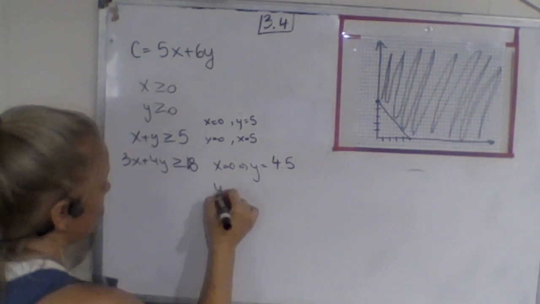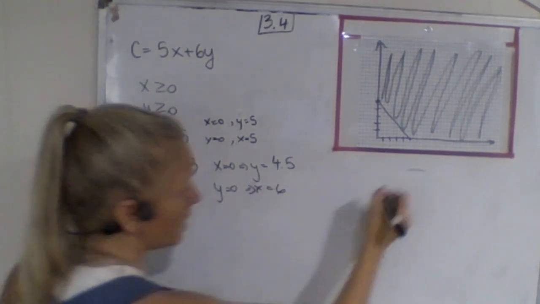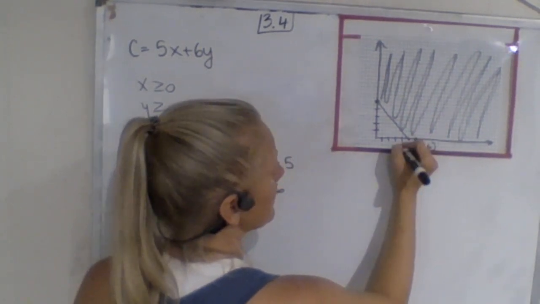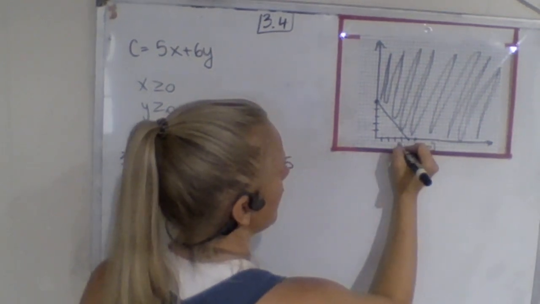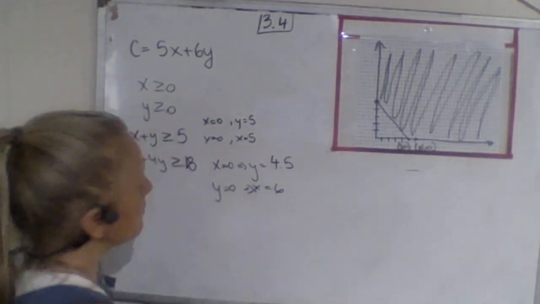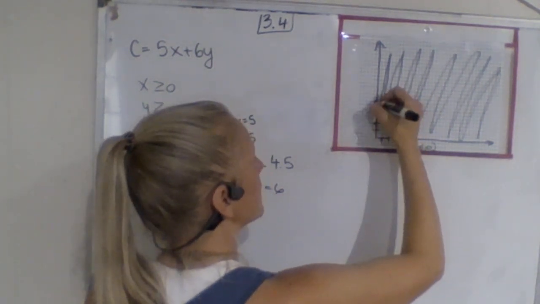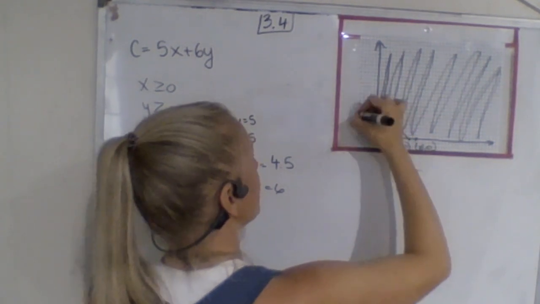When Y is 0, X is 6. So here's my 0, 6. This is, no, 6, 0, I'm sorry. 6, 0. This is my 5, 0. And I'm looking for 4.5, which would be right here. This is 4.5. This is 0, 4.5.